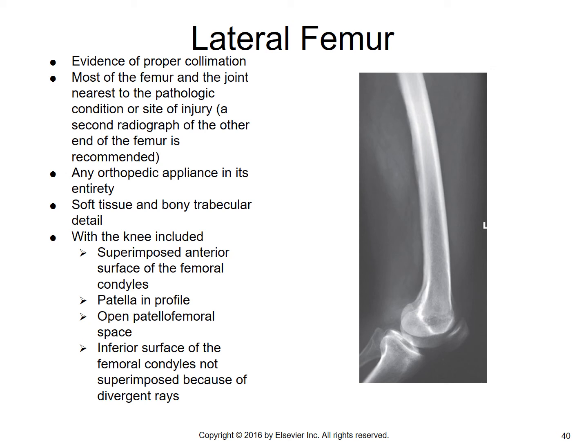as in this radiograph, superimposed anterior surface of the femoral condyles. Patella should be in profile. You have that open patellofemoral space. Inferior surface of the femoral condyles not superimposed. Why? Because remember, you're centering to the middle of your image receptor and you're catching those condyles with the divergent rays of your beam, which is then not allowing them to be superimposed. So if you look at the lateral distal femur, you're going to see that those condyles will not be superimposed.